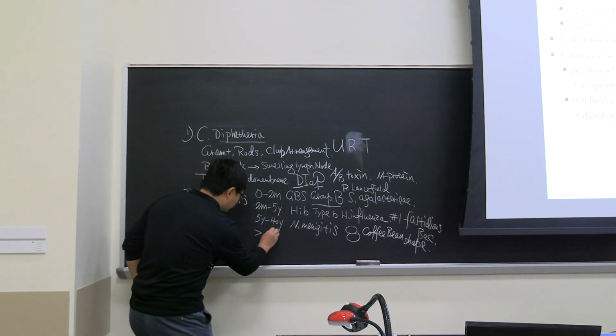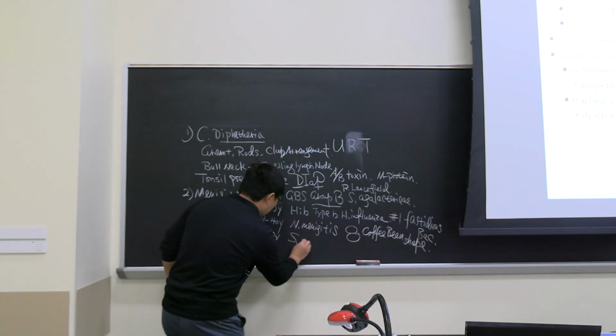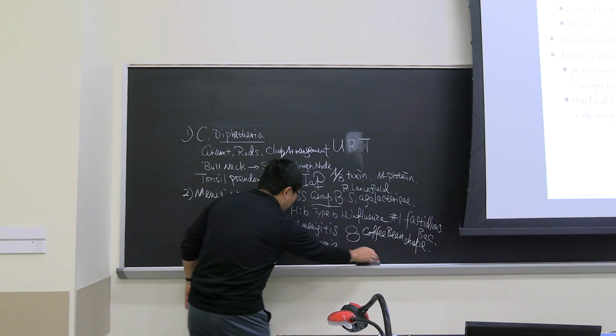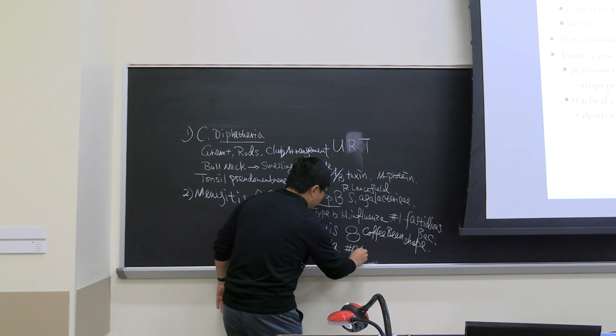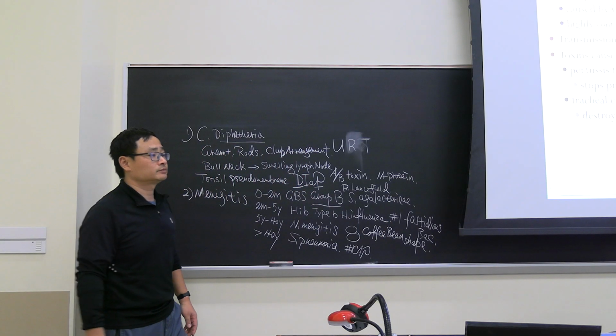How about the next one? If it's more than 40 years old, we call it older people, we get Streptococcus pneumoniae. That is, we call it number 1 community-acquired pneumonia. So number 1 CAP.